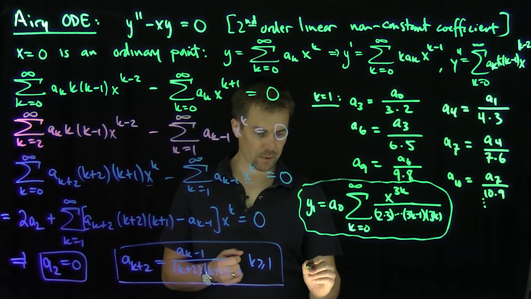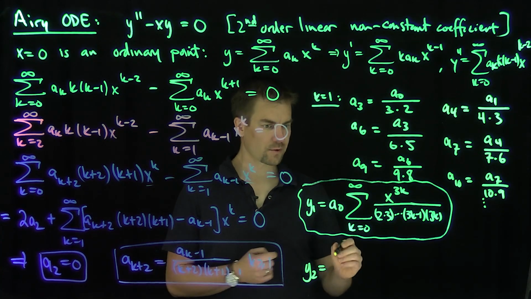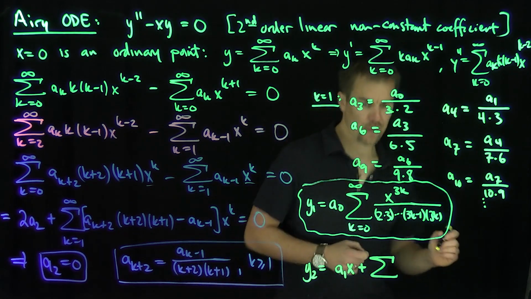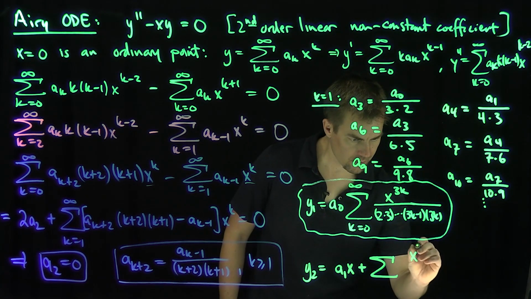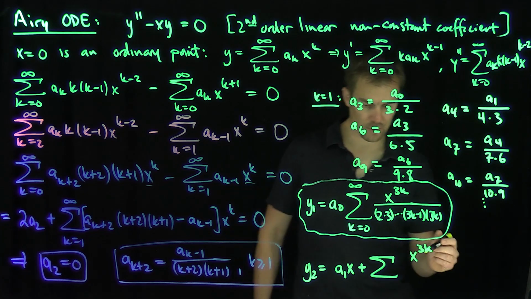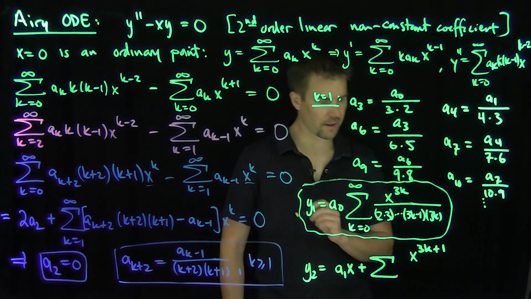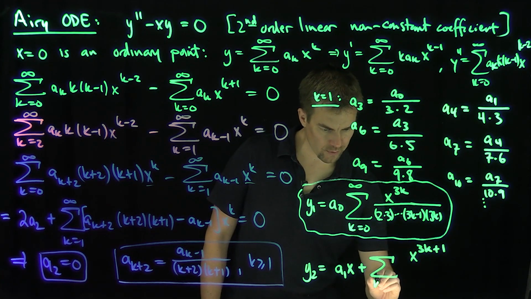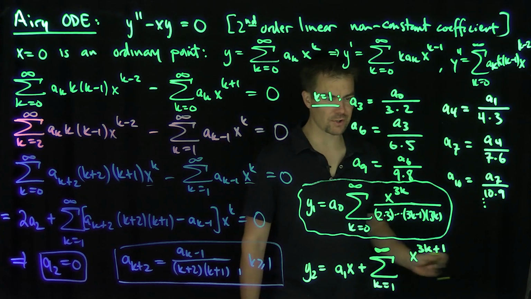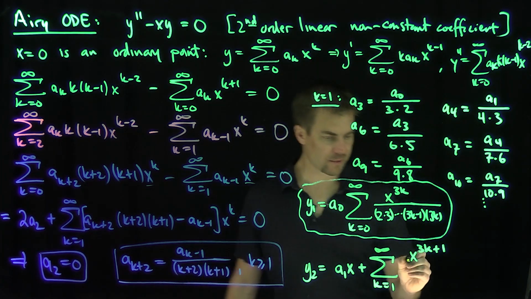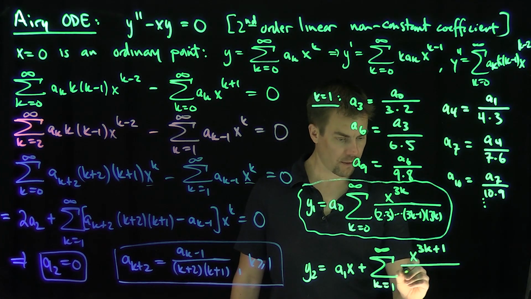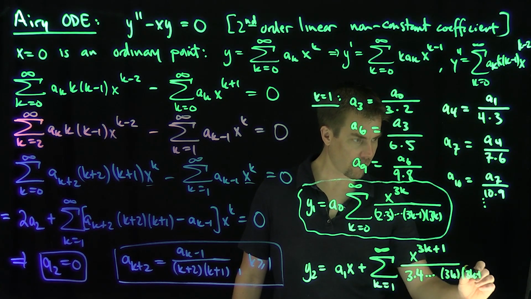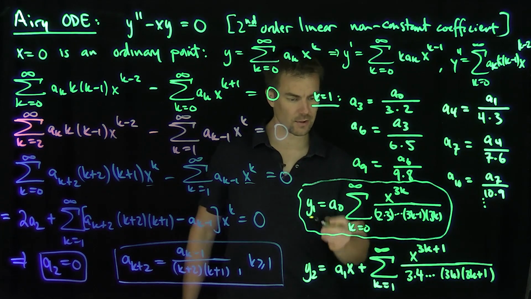And so we get a secondary solution from this. So y2 is equal to A1 x plus the sum of x to the 3k plus 1, like that, because 4, 7, and 10 are 3k plus 1. We're going to say k goes from 1 to infinity. So I'm going to start at 4, right? So you can see a 4 times 3. So we're going to have a 3 times 4 times all the way down to 3k, and then a 3k plus 1, like that. And that's the second solution to the Airy equation.